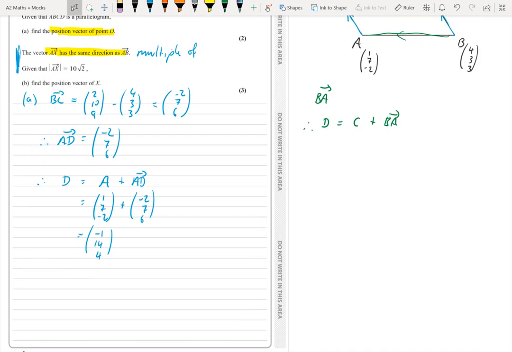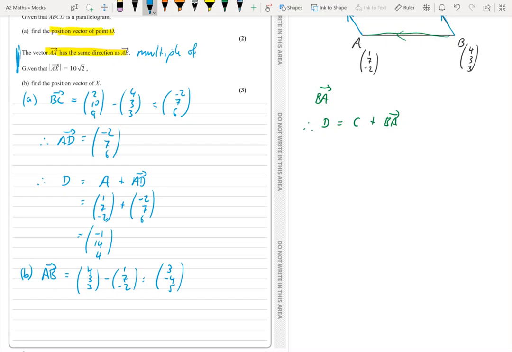Okay, so it sounds like AB is going to be the key to our working here. So let's start with the vector AB. We're doing end minus start. The end is B, 4, 3, 3. The start is A, which is 1, 7, minus 2. And if we do that subtraction, then we get AB is 3, minus 4, 5.